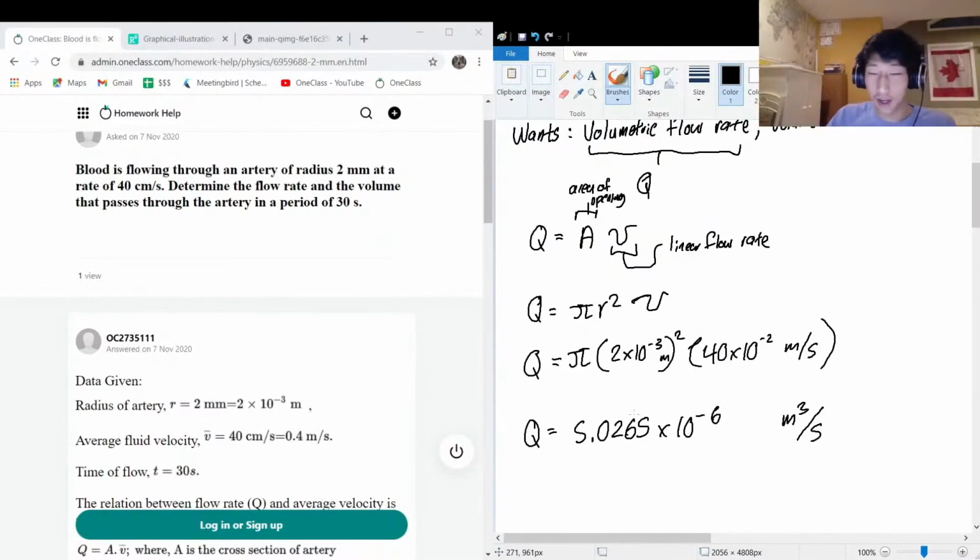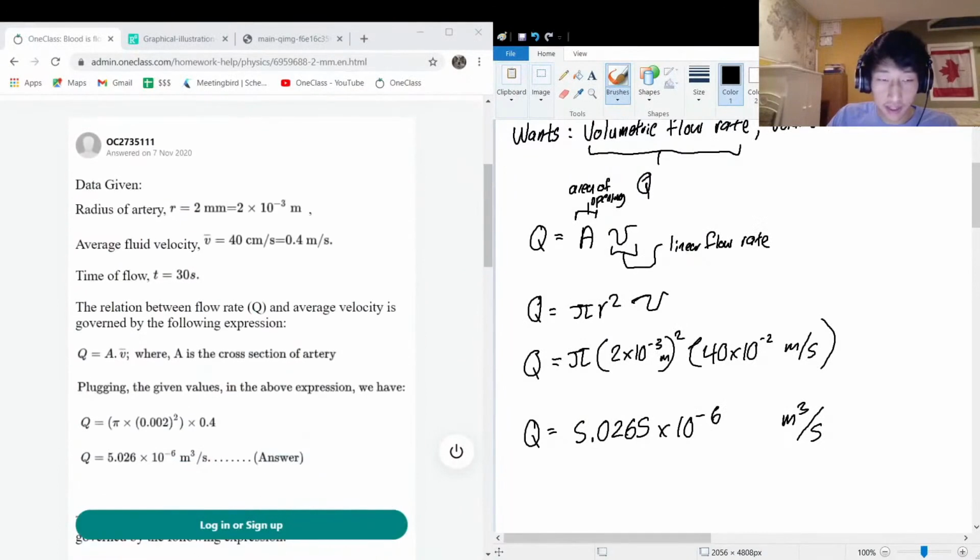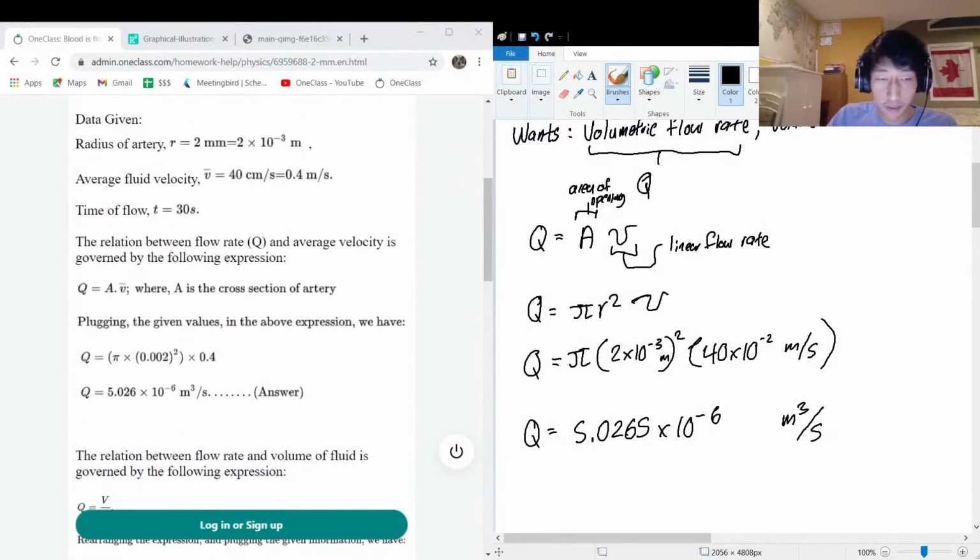Okay, so this will be our volumetric flow rate. It will be that value. Is that the same that they calculated? 5.0265. I guess without the rounding, it's good.